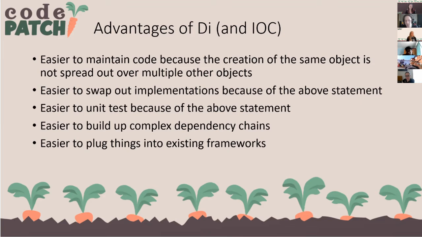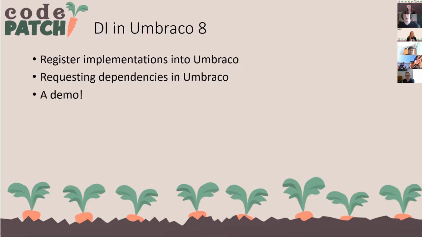It's also easier to build up complex dependency chains because you supply every component, and however those components fit into one another doesn't really matter because your IoC container can take care of that. And it is easier to plug in things into existing frameworks because they give you that container to replace items and add items into. That's dependency injection quickly gone over. I've probably cut a couple of corners here and there. In questions later or after the talk, we can discuss those if you want to.